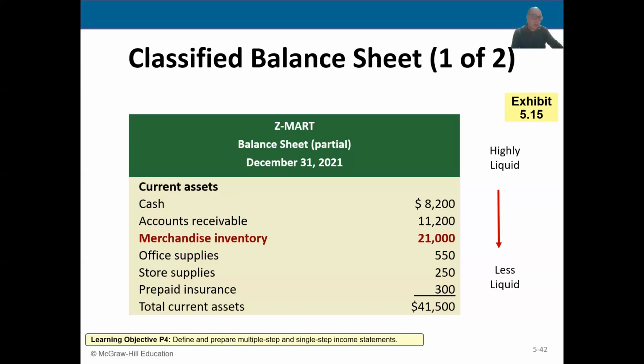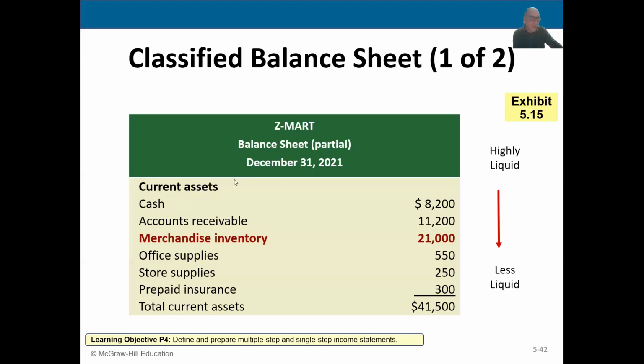Current assets are always organized by liquidity, as I had mentioned before. Liquidity means how quickly we can convert something into cash. That's why cash is always first on a balance sheet. Cash, accounts receivable, merchandise inventory, office supplies, store supplies, etc.